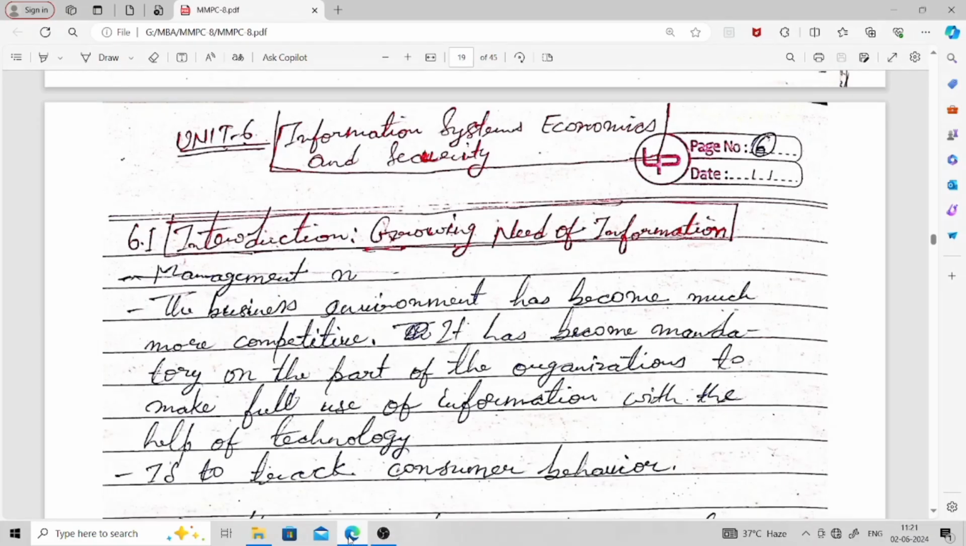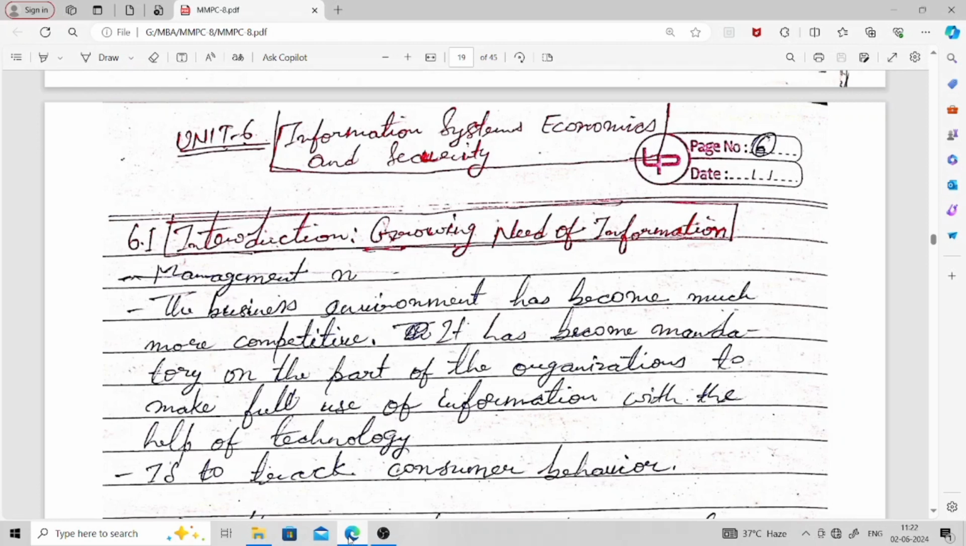Hello and welcome everyone. Today in this session I'm going to talk about the sixth unit of MMPC 6. Here I will explain the notes of unit 6. The notes given in this session will help you a lot in understanding the concepts related to management information system, or you can say information systems for managers.